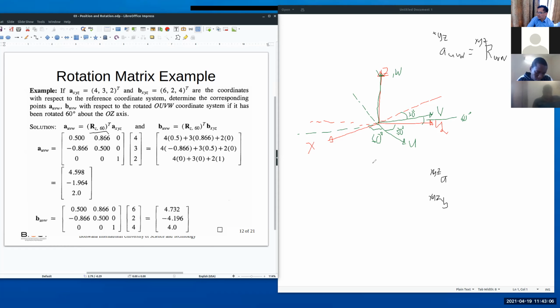So in order to get the U, V, W of A from X, Y, and Z, we use the same rotation, X, Y, and Z of U, V, W, and then we get the transpose.